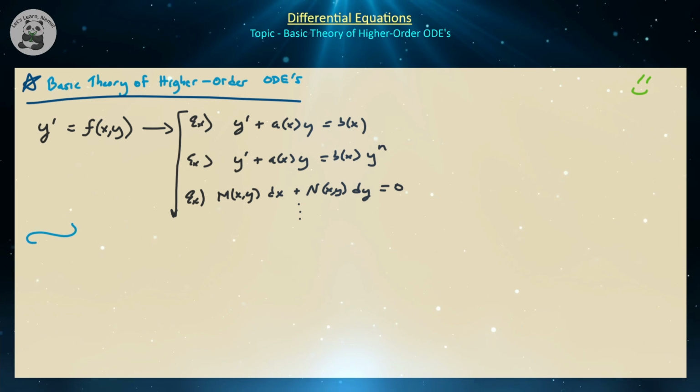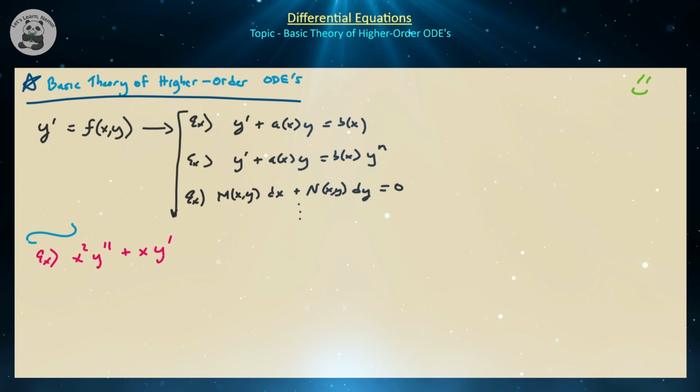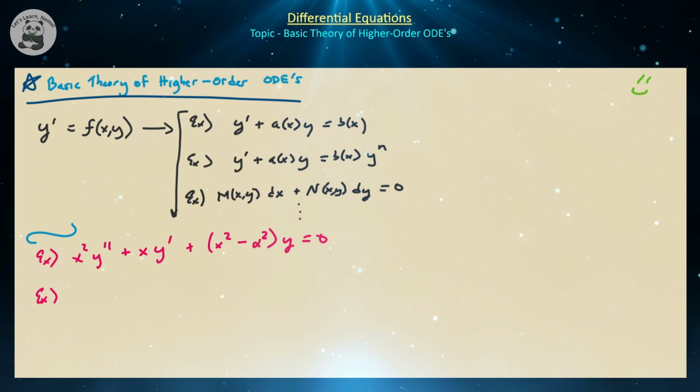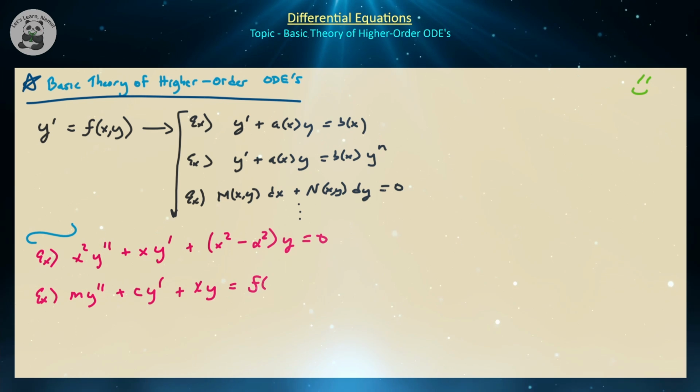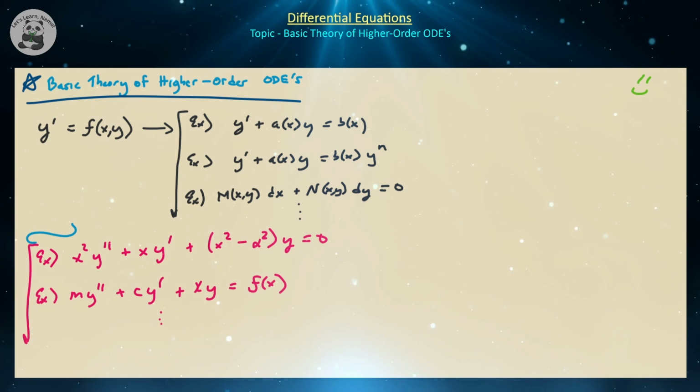So what we're going to do now is increase the order to second and higher. Some examples of differential equations that you'll see eventually are x squared times the second derivative of y with respect to x plus x times y prime plus (x squared minus alpha squared, alpha some constant) times y, is equal to 0. Another example would be m y double prime, m a constant, plus c y prime, c a constant, plus k y, k a constant, is equal to some algebraic function of x. And there's obviously many other variations as well, but these are two special ones that we will eventually discuss.